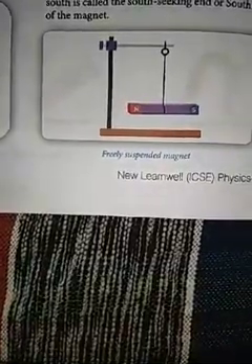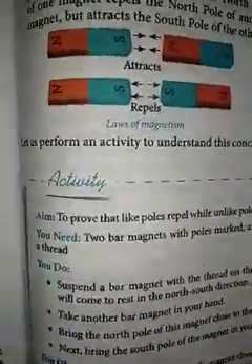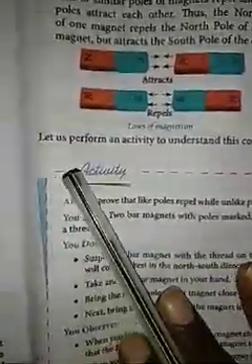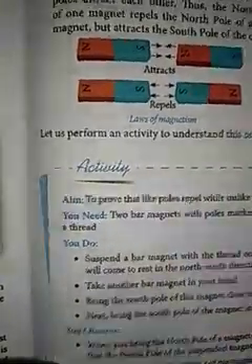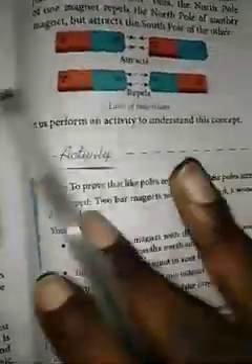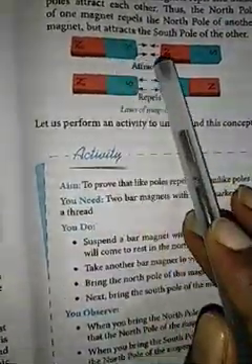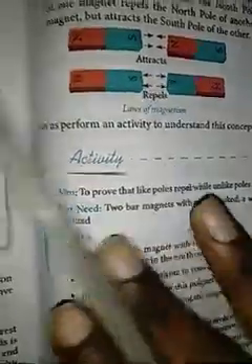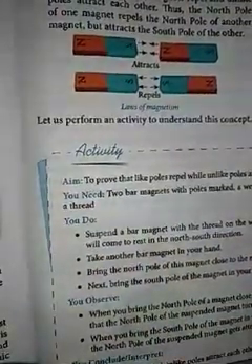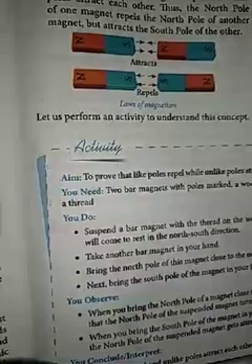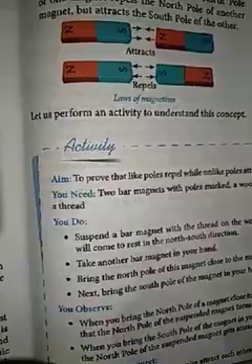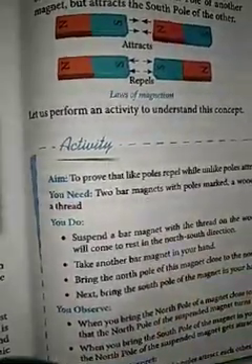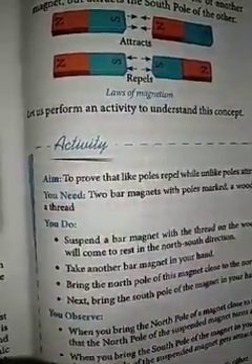Now the fourth property is: like poles of a magnet repel each other, whereas unlike poles of a magnet attract each other. Like pole means north pole of one magnet and north pole of another magnet, or south pole of one magnet and south pole of another magnet. These are called like poles. Unlike pole means south pole of one magnet and north pole of another magnet.